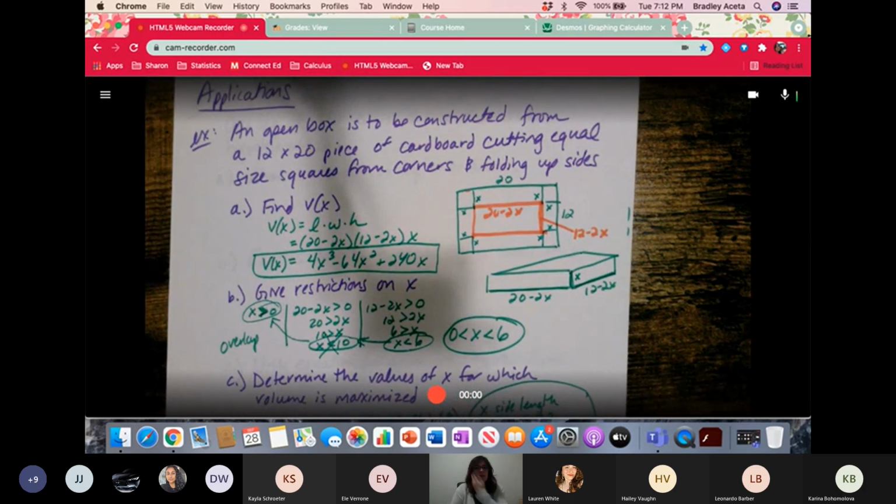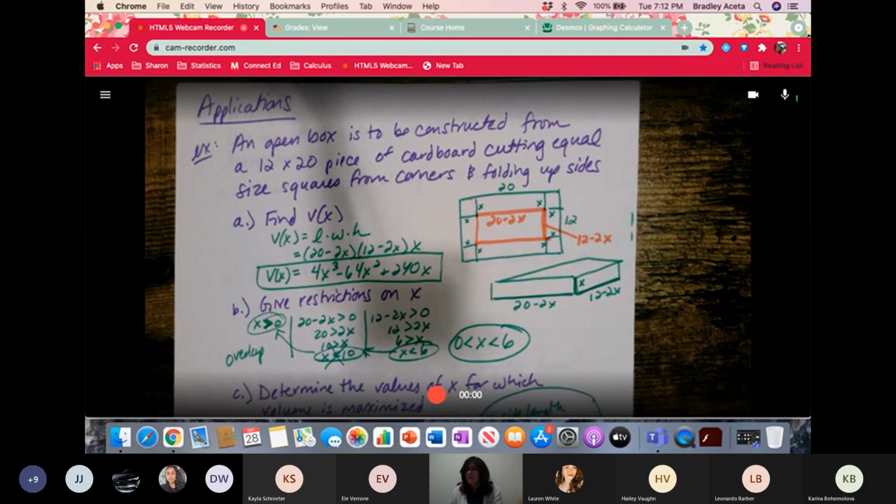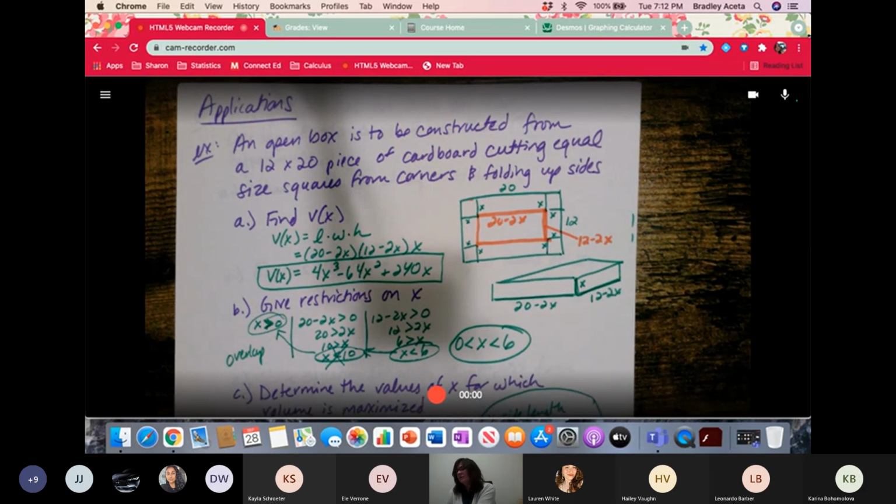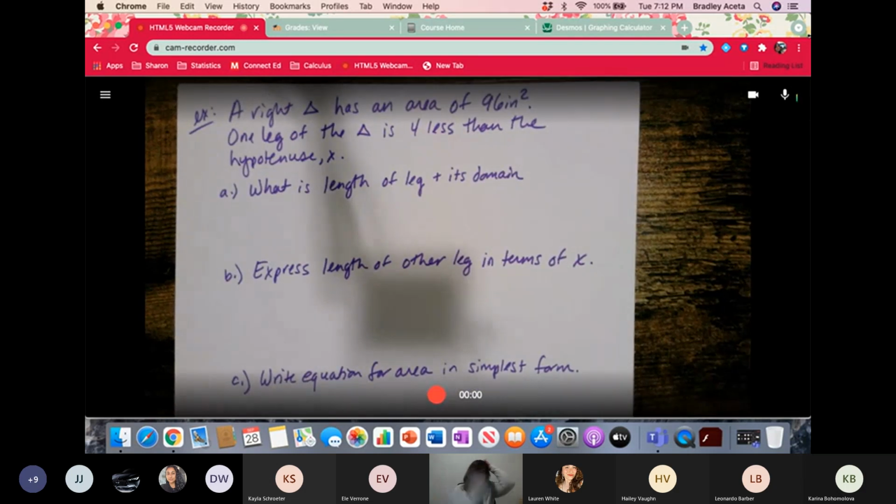You'll see it in calculus quite a bit because you'll learn about something called max and mins, optimization, which is maxing and minimizing. All right, and then this one sounds so simple and yet, oh, so fun. A right triangle has an area of 96 inches squared. One leg of the triangle is 4 less than the hypotenuse x. What is the length of the leg and what is its domain?